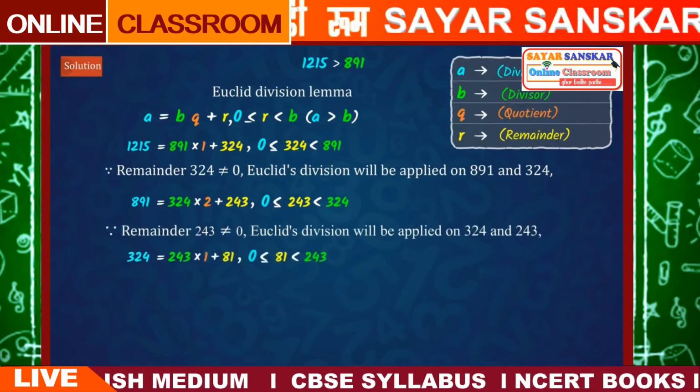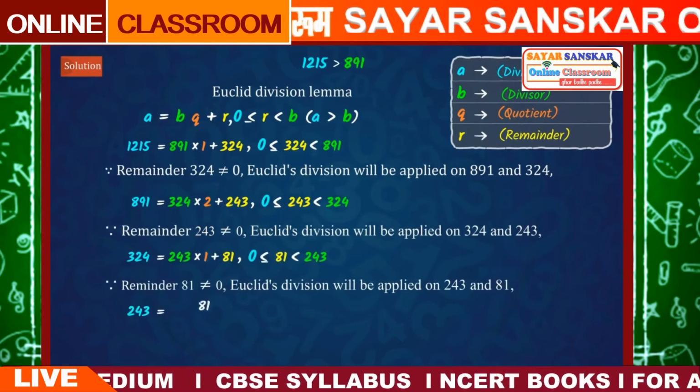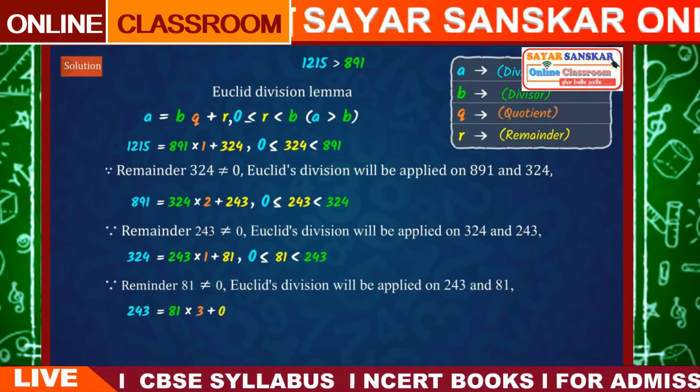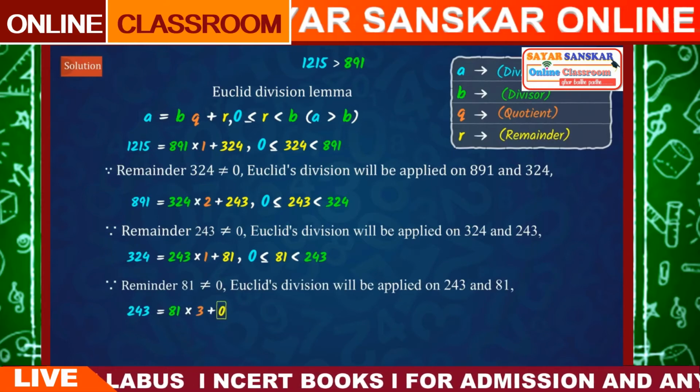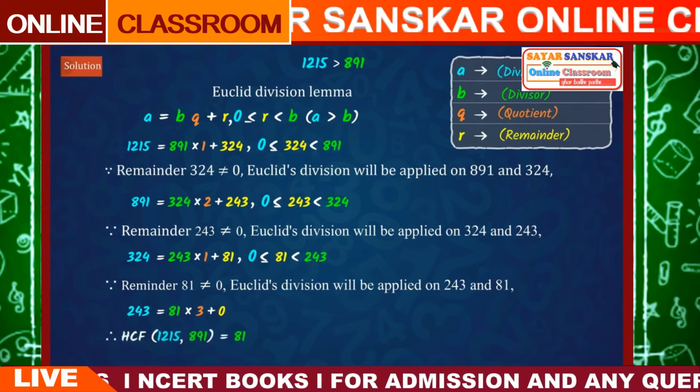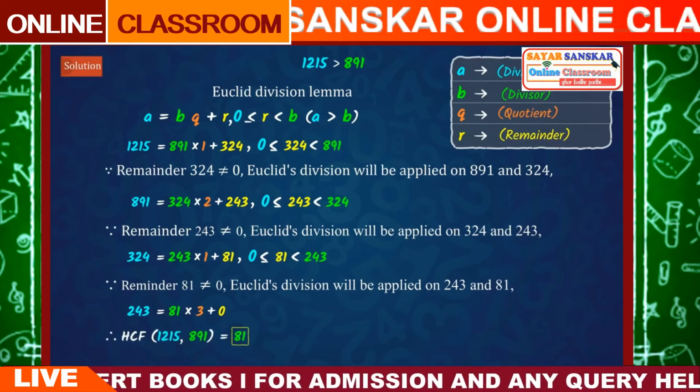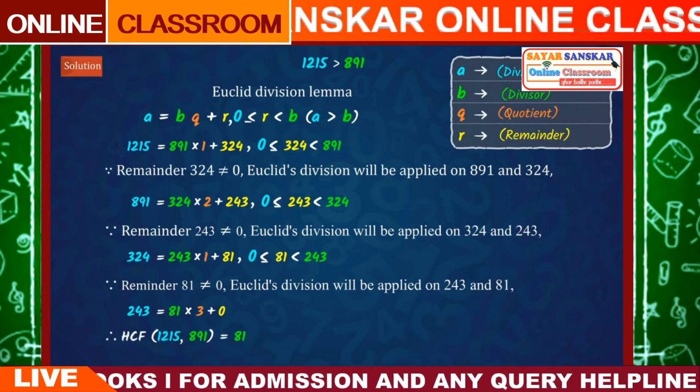So our procedure stops here, since the divisor at this stage is 81, which is the HCF of 1215 and 891. So maximum 81 chocolates can be kept in the box out of chocolate P and chocolate Q.